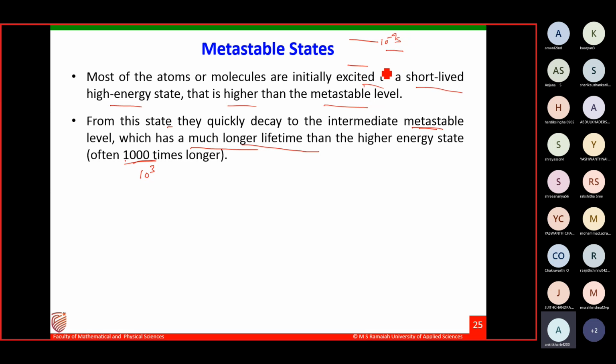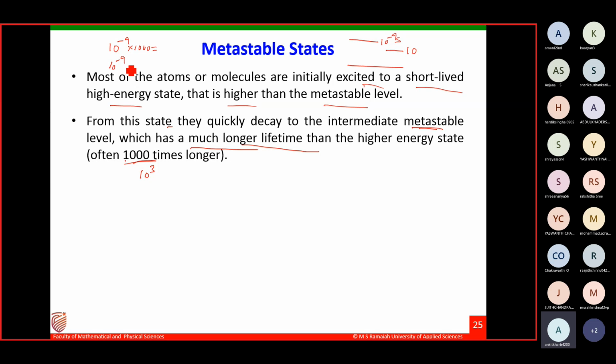And this intermediate state has, what do you mean by 1000? 10 to the power of minus 9 into 1000, what is the value? 10 to the power of 6. Yes, this is 10 to the power of 3, therefore it becomes 10 to the power of minus 6 seconds. This one is metastable, and atoms can stay for a longer time.